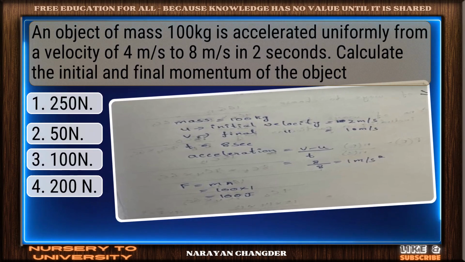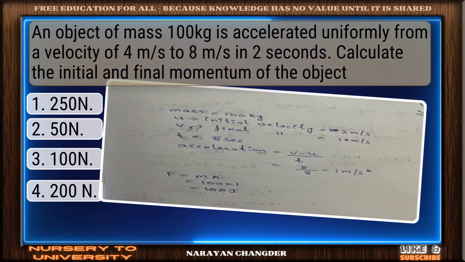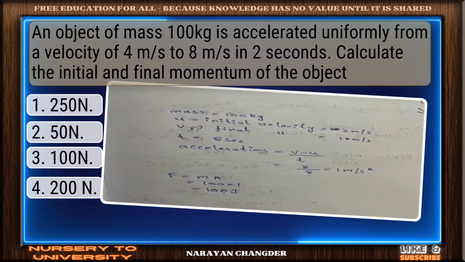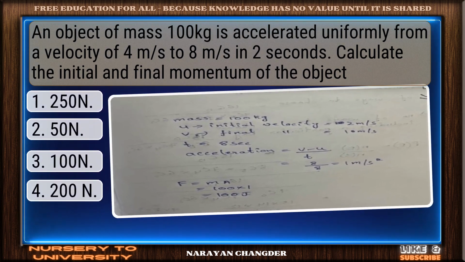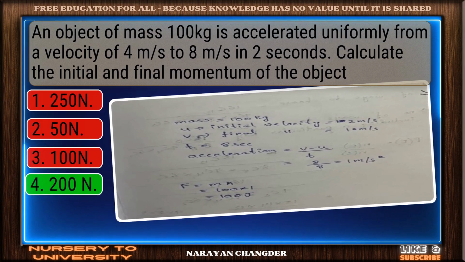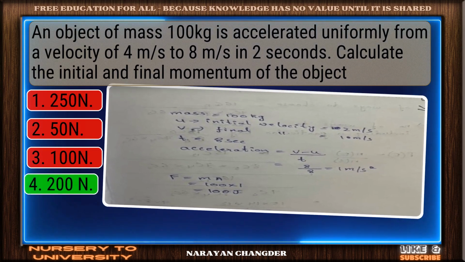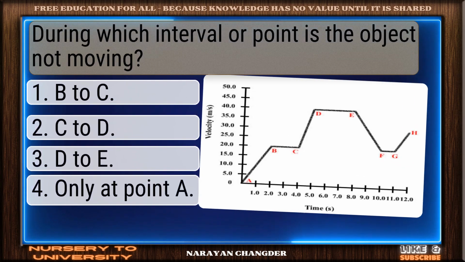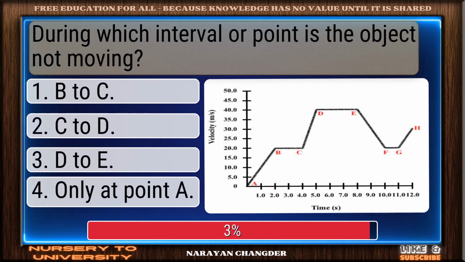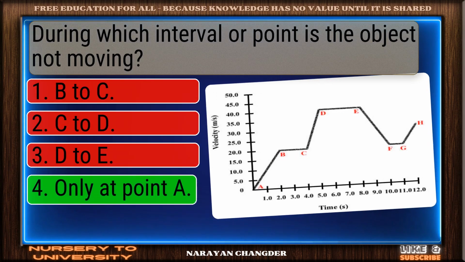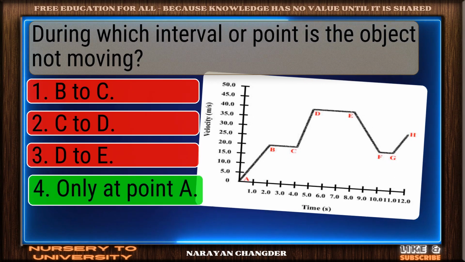Question number 45. An object of mass 100 kg is accelerated uniformly from a velocity of 4 m/s to 8 m/s in 2 seconds. Calculate the initial and final momentum of the object. Nice work. You chose 200 kg m/s, and it is correct. Question number 46. During which interval or point is the object not moving? Well picked. Only at point A is the correct answer.